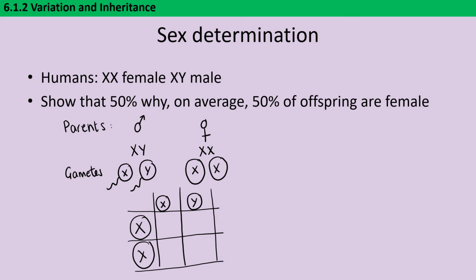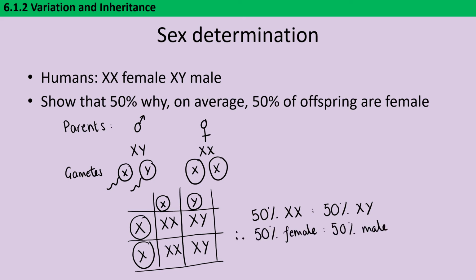And therefore we can draw a Punnett square where we do this cross, and we can see that 50% of the offspring are XX and therefore female, and 50% are XY and therefore male.